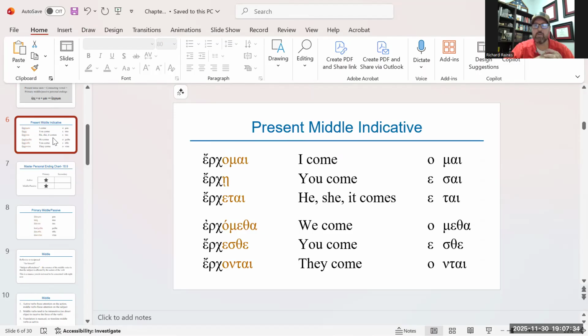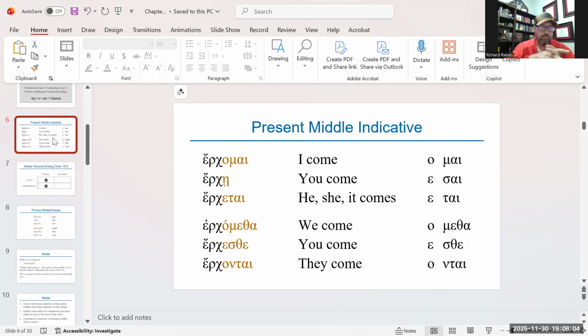So when you're parsing a verb, you want to go back to the present active indicative, or the form that you learn the vocabulary word in. And so if you see erchomai in a sentence, you're going to translate it "I come." If you see erchomai on a test or a quiz and I ask you to parse it, you're going to parse it as present, middle or passive indicative, first person singular from erchomai.